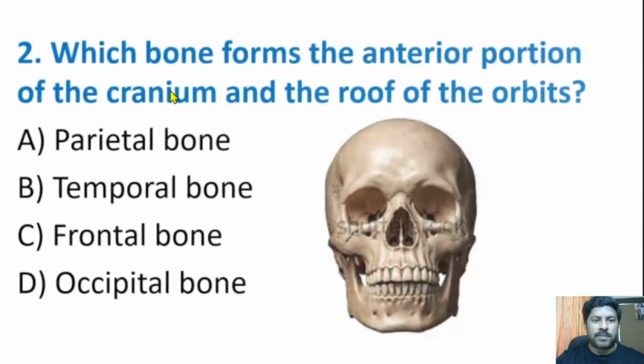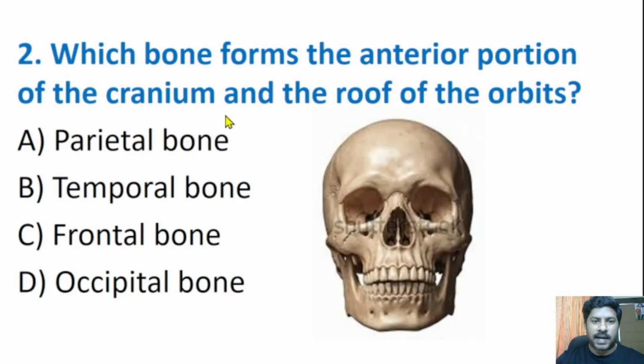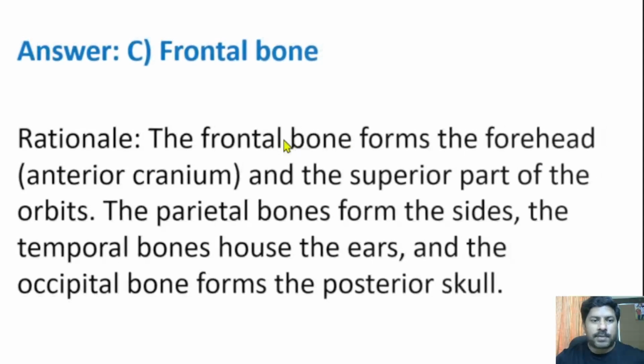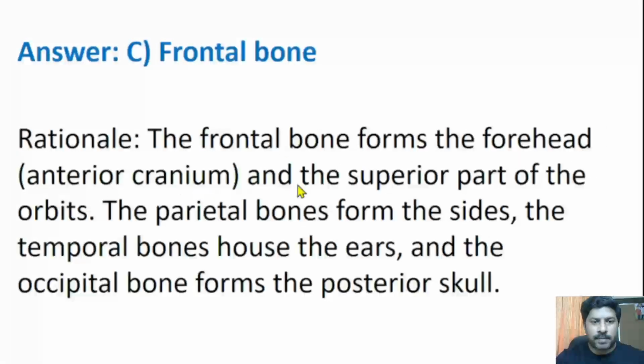Second question: which bone forms the anterior portion of the cranium and the roof of the orbits? Anterior portion means this forehead portion. Parietal bones, temporal bone, frontal bone, occipital bone. So the correct answer is frontal bone. This portion is covered by frontal bone. Frontal bone forms the forehead, that is the anterior part of the cranium, and the superior part of the orbits. The parietal bones, that is the sides, and temporal bones house the ears, and the occipital bone forms the posterior skull, that is the backside.